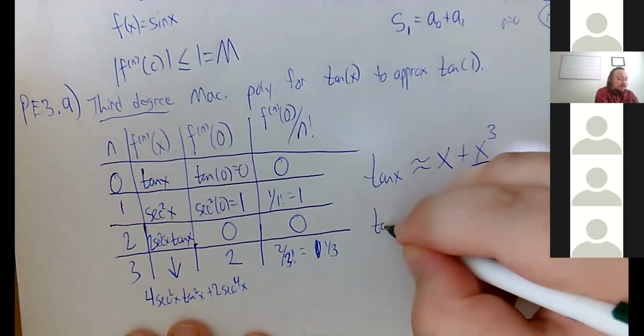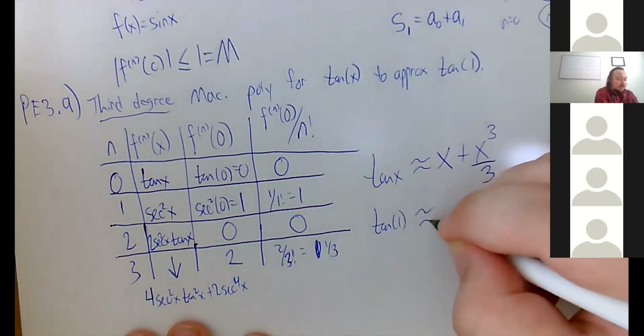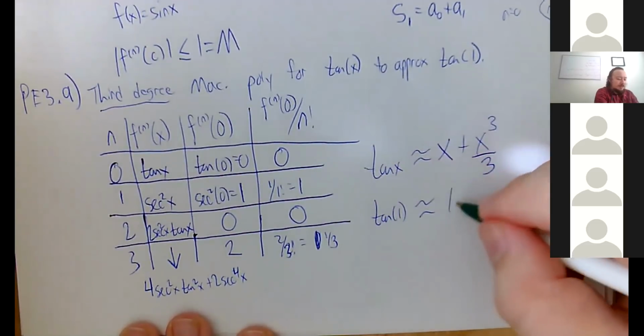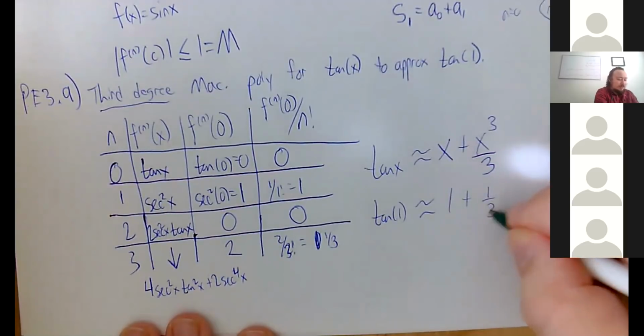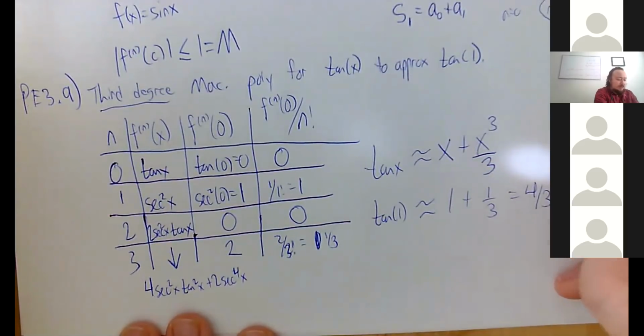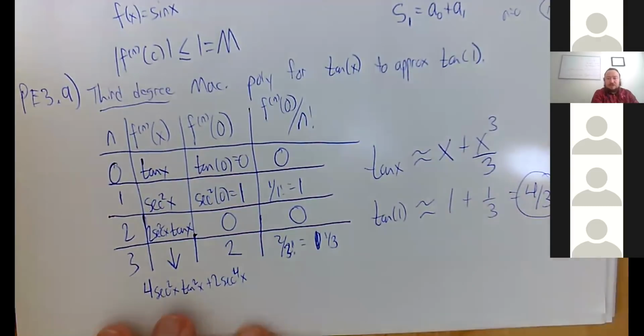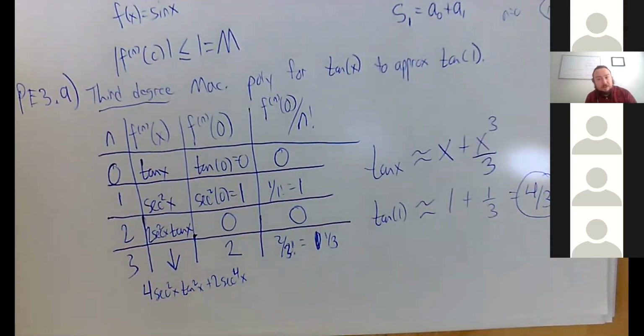Anyways, I'm going to plug in 1 here. We're going to have this is approximately equal to 1 plus 1/3, which is going to be 4/3. 4/3 is going to be our approximation for tangent of 1. That's how this one is going to go.